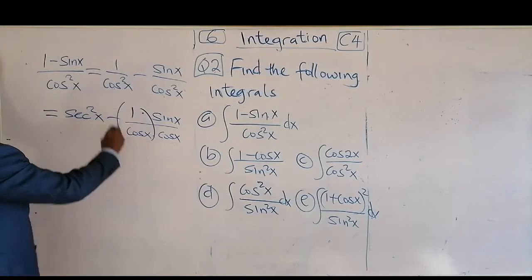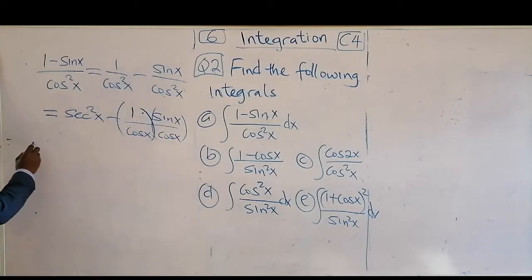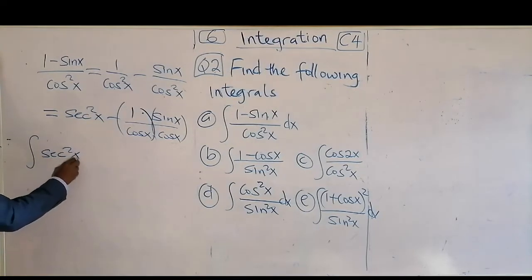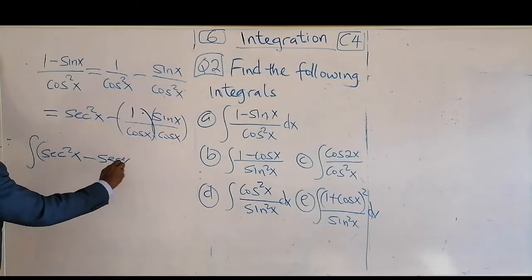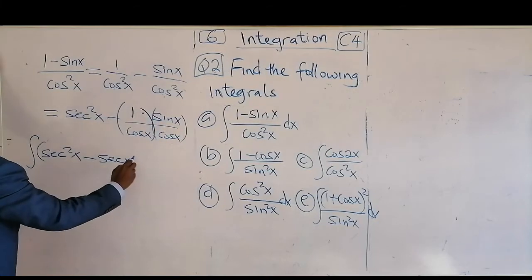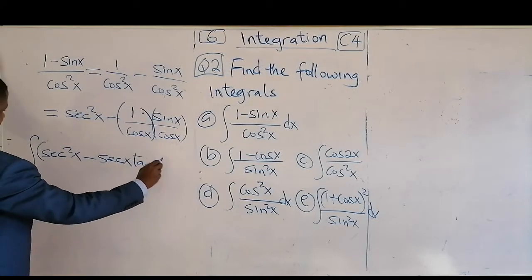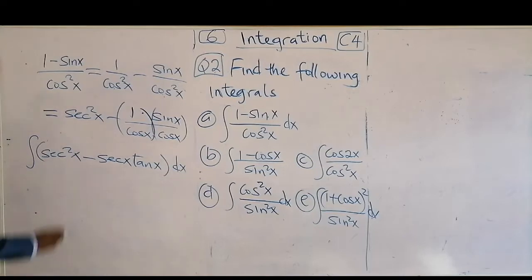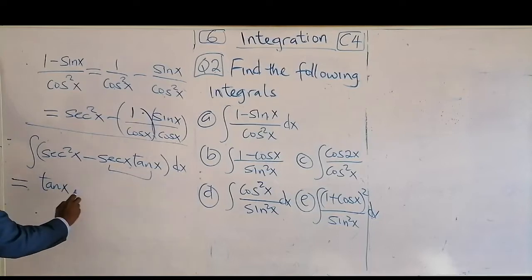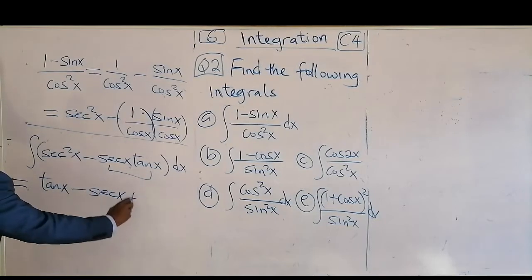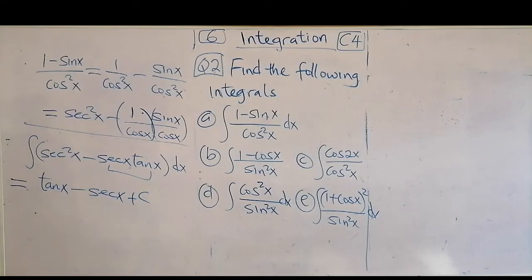So this one goes together, this one also goes together, and our question now becomes sec square x minus sec x times sin over cos, that's tan x. So you do the algebra first before you integrate. On the final note, the integral of this gives us tan x, and the integral of sec x tan x gives us sec x plus c. So that finishes the first part.